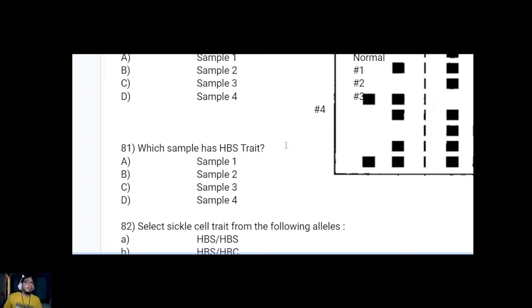81? Which has trait? Isa lang naman ang may trait dyan. Eh di sample 1. Bakit? Ano ba yung nasa number 4? 1, 2, 3, 4. Oo nga no. Sige, go. Oh, bahala kayo dyan.